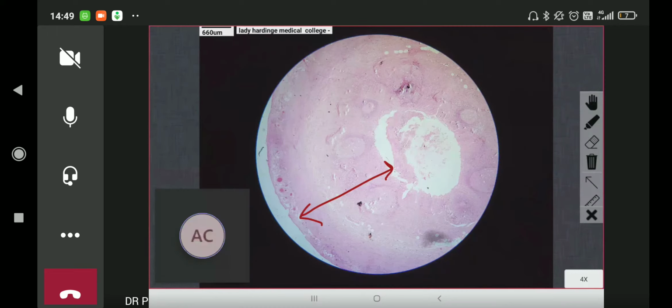Now you can see on my screen that there's a through and through arrow I have put. This arrow I have put so that we know where to look for neutrophils. Now let's go on to a higher power.